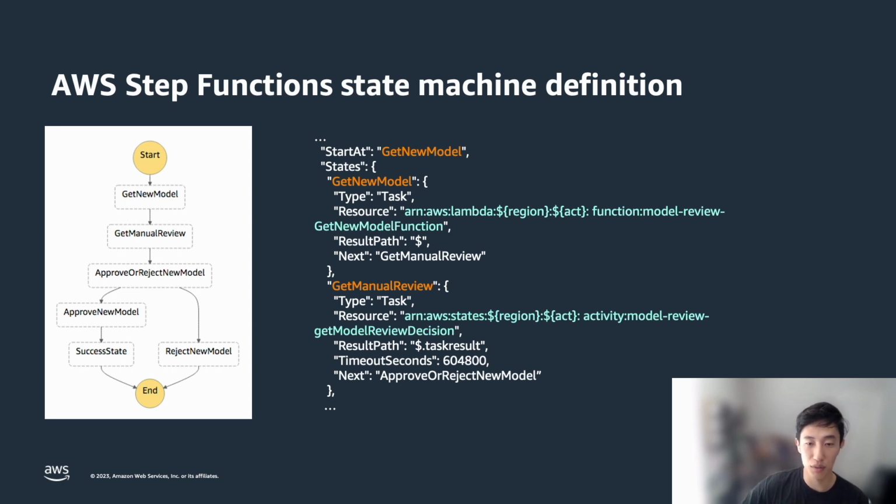At the top, we get the new model, which is likely in our case, the S3 bucket and file name for the model. Get manual review would trigger the Lambda function to send out an email to the team and get a response back to approve or reject the model, which then forks into two paths for approving or rejecting. Lastly, we see its corresponding code on the right written as Amazon States Language, which is a JSON-based structured language used to define your state machine.